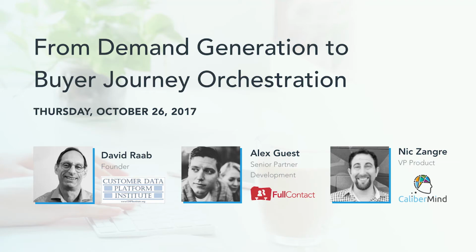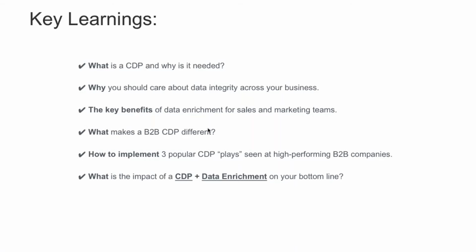To give you some insight into what we'll be covering today, I wanted to present a couple of key learnings. Ultimately, we will be covering what a CDP is and why it's needed, why you should care about data integrity across your entire business, and how to achieve some more data cleanliness and accuracy. We'll be reviewing the key benefits of data enrichment across both sales and marketing teams. We want to talk about what makes a difference between a B2B and a B2C customer data platform. We'll also be reviewing how to implement 3 popular strategies or plays within your CDP. And then finally, the impact of both a customer data platform and enrichment on your bottom line.